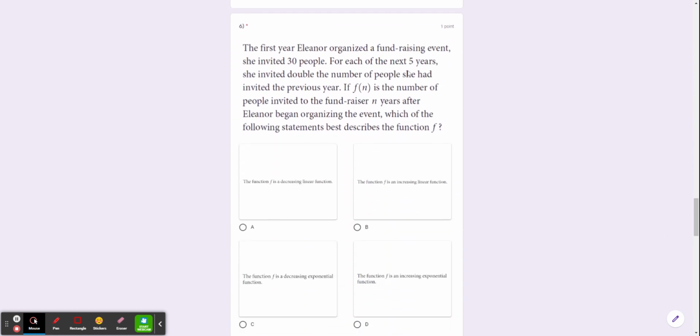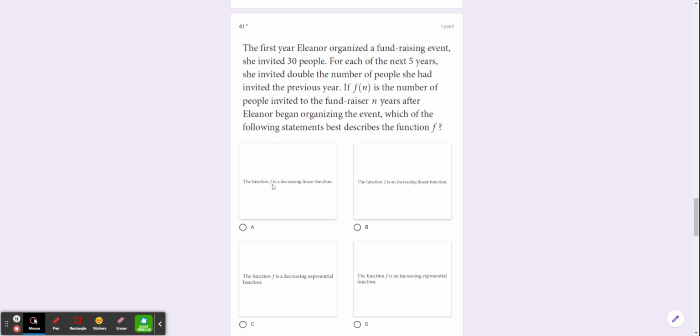Okay, the first year Eleanor organized a fundraising event. She invited 30 people. For each of the next 5 years, she invited double the number of people she had invited the previous year. If f of n is the number of people she invited to the fundraiser n years after Eleanor began organizing the event, which of the following statements best describes the function f?